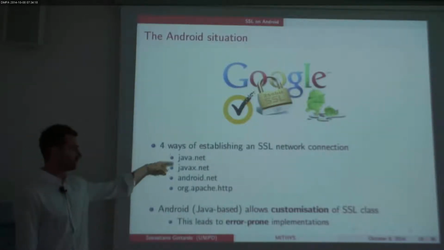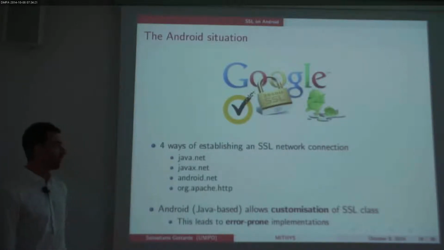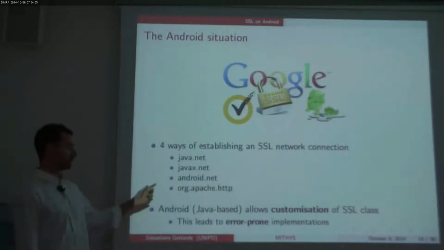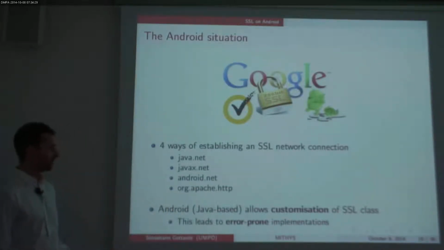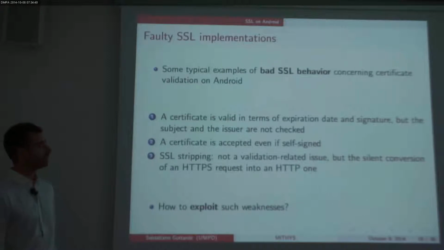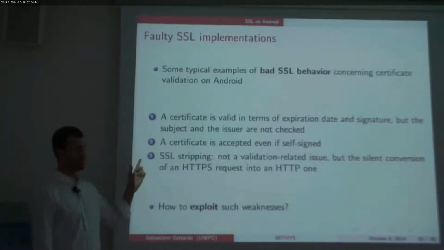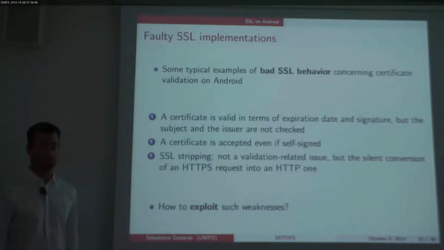By using the 2 Java standard packages, by using the Android classes, which are maintained by Google, and by using the Apache HTTP client implementation. But the problem on Android is that it is Java-based, so in Java everything can be extended and its behavior can be modified. So on Android we have this particular situation where applications might check a certificate in terms of expiration date and in terms of signature, but they are not checking the host name at all.